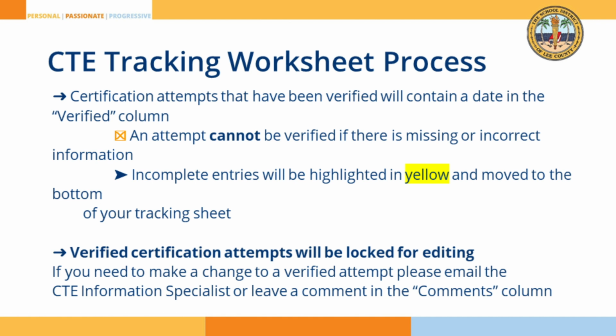Any entry that is missing or has incorrect information will be highlighted in yellow and moved to the bottom of your tracking sheet. So check back after you've entered your information to be sure if any entry has been flagged as incomplete. Once it has been verified, the certification attempts will be locked for editing. If you need an entry to be edited, just contact the CTE information specialist, or you can leave a comment in the comments column of the tracking sheet.